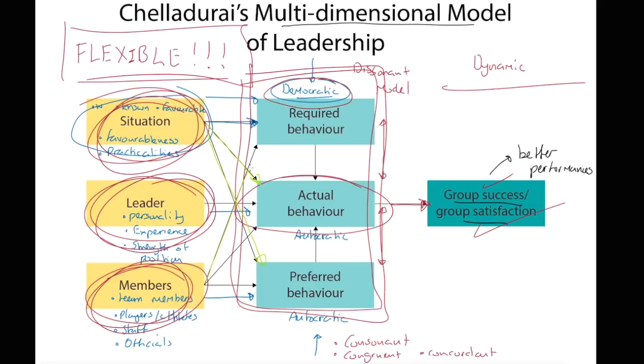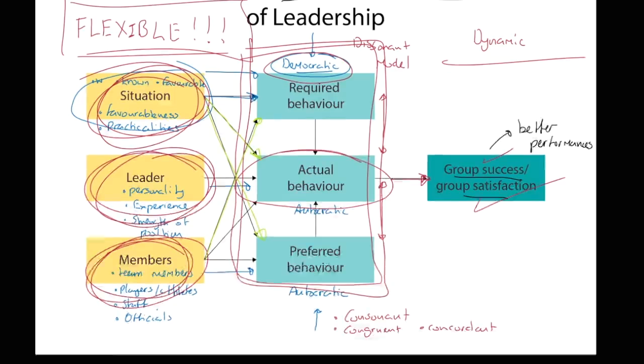The members, of course, do influence the required behaviour, because part of the situation is the members' involvement. So just be aware that those are in there. And you'll also see about 8 different versions of this model with arrows pointing in different places, but the basic principle is the same. Okay, let's move on.